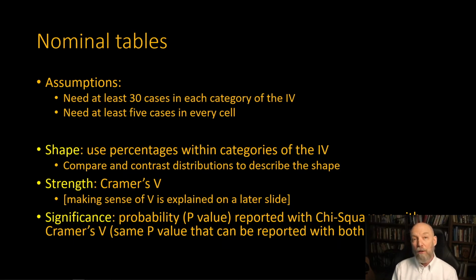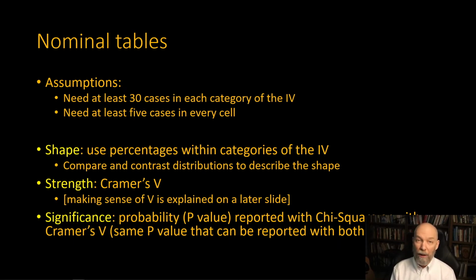Now, we need to talk about shape, strength, and significance, we said. So we find shape in a cross-tabulation by using the percentages within the categories of the independent variable. And then we compare and contrast the distributions within the categories of the independent variable to describe the shape. Now, I'm not going to explain how or why we come to this. I'm simply telling you this is what you use in cross-tabulations in a nominal table.